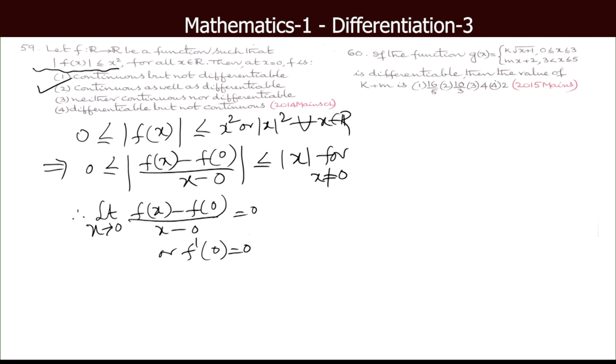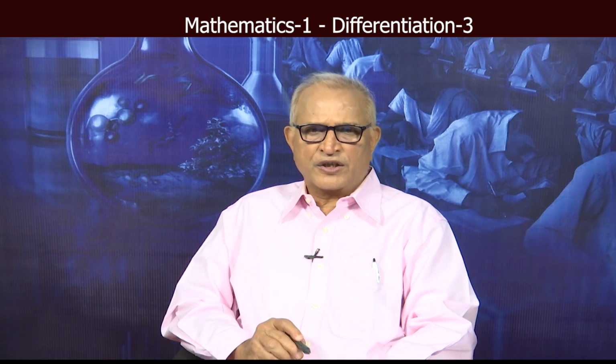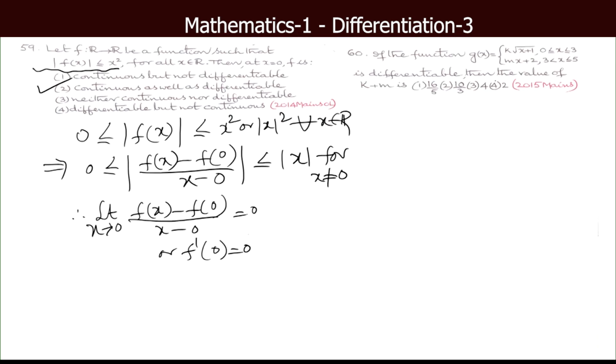Next, question 60. If the function g(x) equals k times root of x plus 1 whenever x lies in the closed interval [0, 3], and mx plus 2 whenever x lies in the half open interval (3, 5], left open, right closed. Given that this function is differentiable throughout the closed interval [0, 5], that means it is also differentiable at x equal to 3, because 3 is an interior point of the domain of definition of the function g(x), which is the closed interval [0, 5]. So, given that g(x) is differentiable, it is differentiable at x equal to 3. What is the value of k plus m?